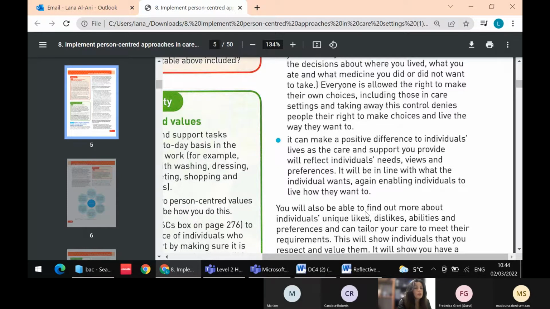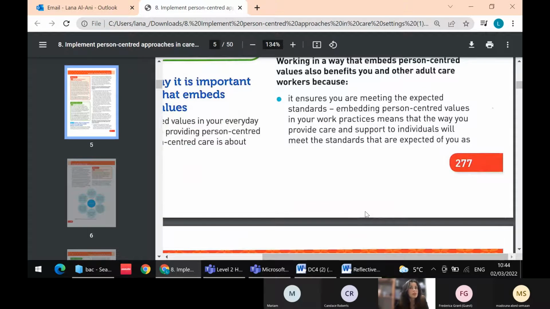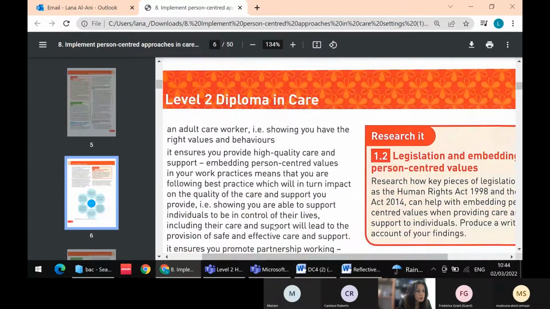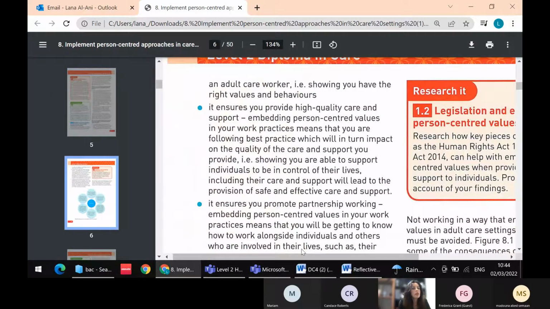And also for us, we will feel that we are following the standards. Why? Because in the UK, very high standards of care are provided. So if we embed the person-centered values, that means we are following the standards. Also, we provide high quality of care. Why? Because if we follow each person's needs, each person's wishes, that means we're providing the best care we can. We show that we're able to support the individual to control their lives.